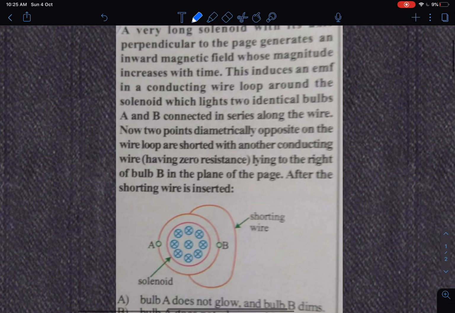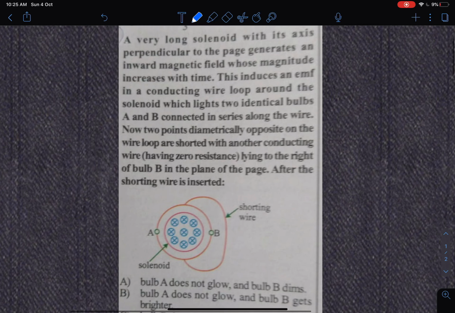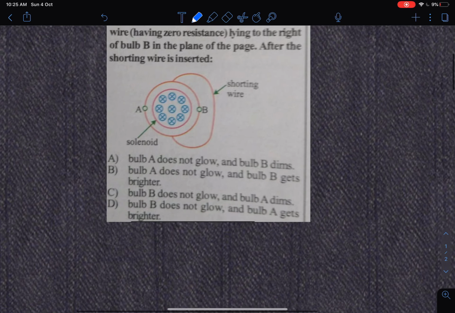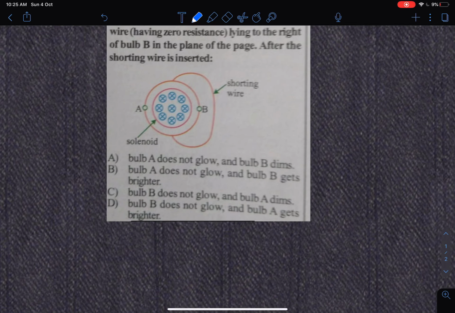So here it is given that there is a long solenoid and then there is a loop which is kept, and in this loop there are two identical bulbs, but then there is a shorting wire which is kept. Now as soon as the shorting wire is kept, what happens to the bulb A and B? So that is what we have to discuss.